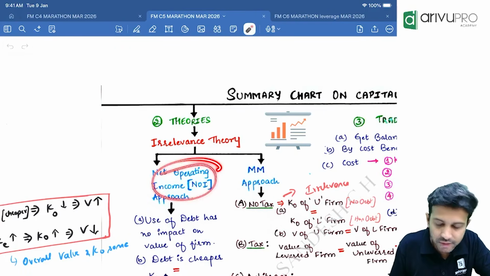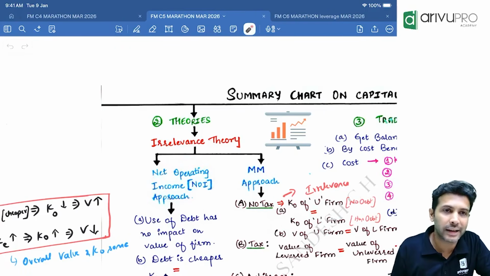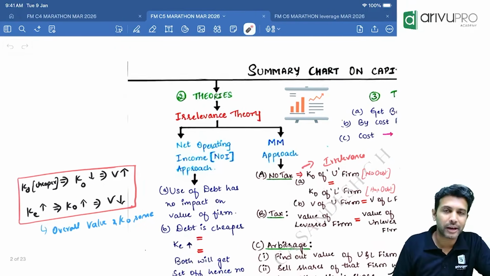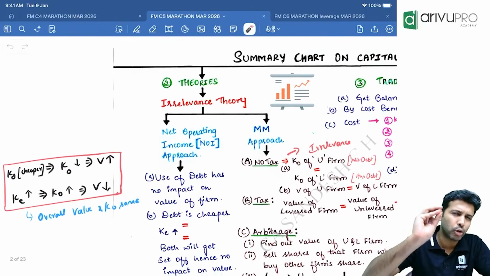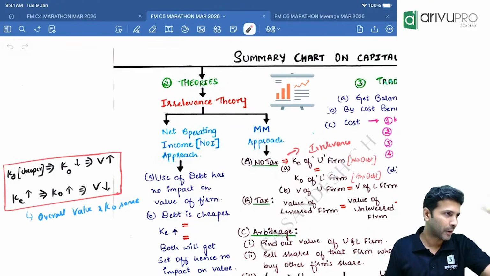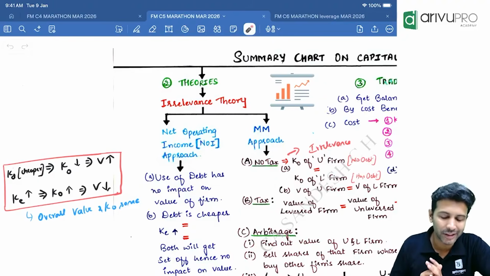Under the irrelevance theory, the first theory is net operating income. What net operating income is trying to say is, again, not very important. One or two points at best can come as theory. You may have to call it out. I'll spend one or two minutes and move on.